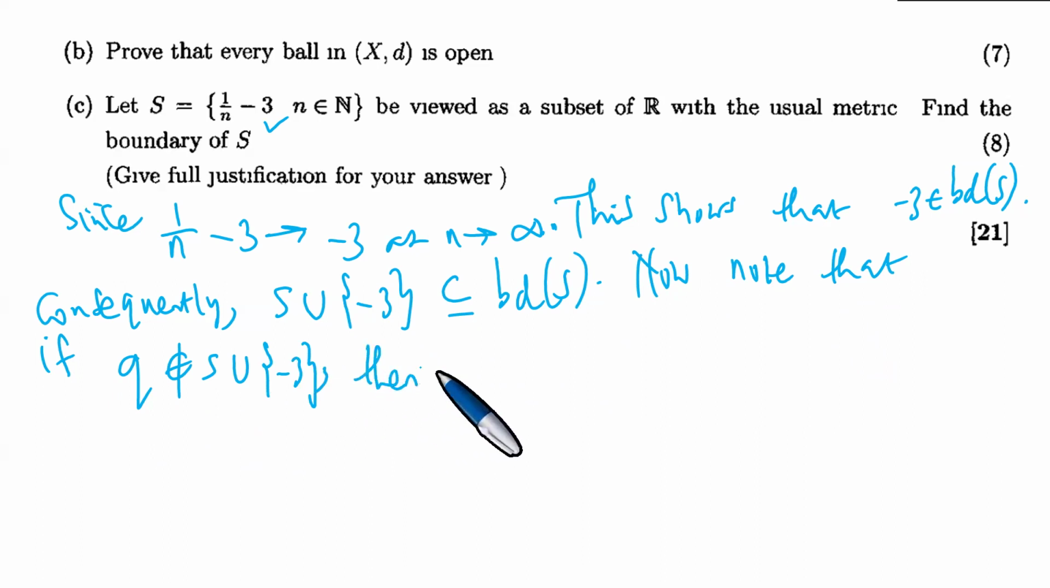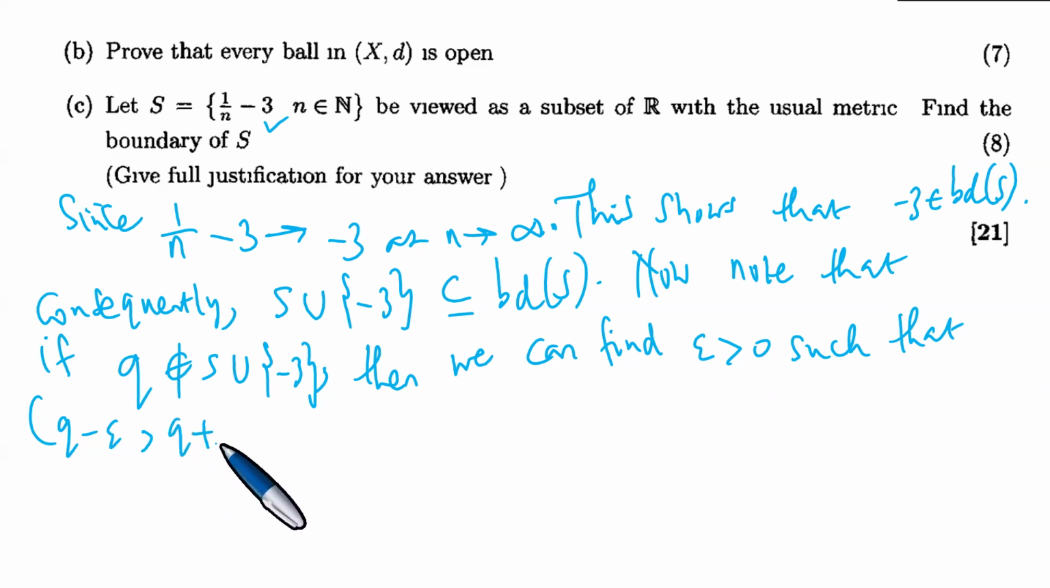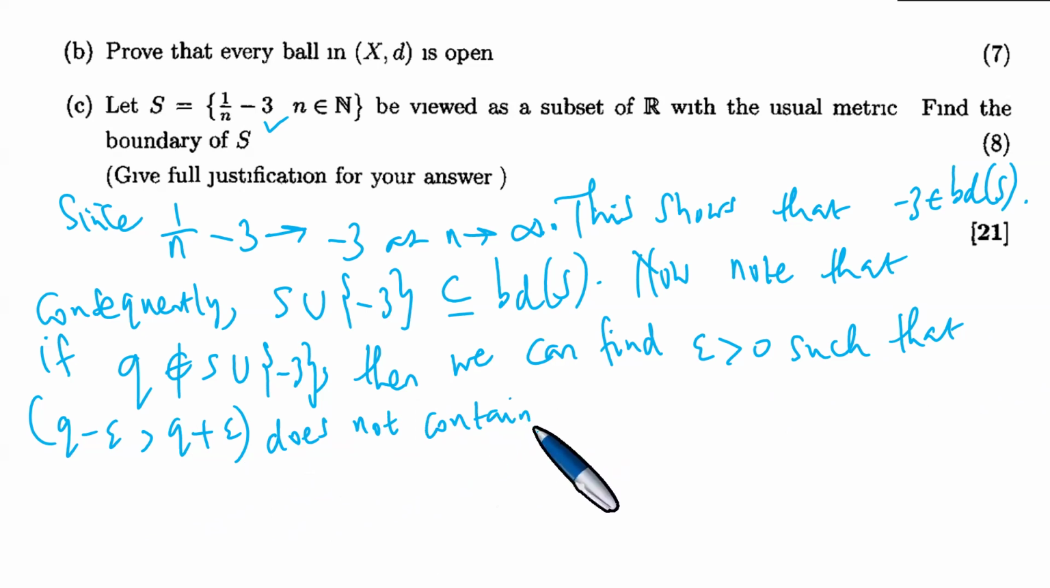then we can find epsilon positive such that Q minus epsilon, Q plus epsilon does not contain an element of S. We shall discuss this, please.